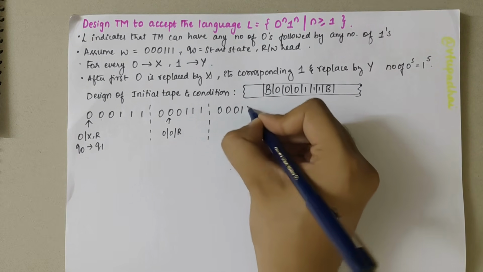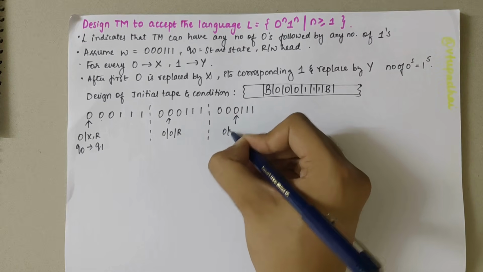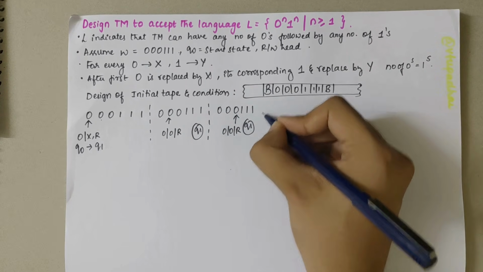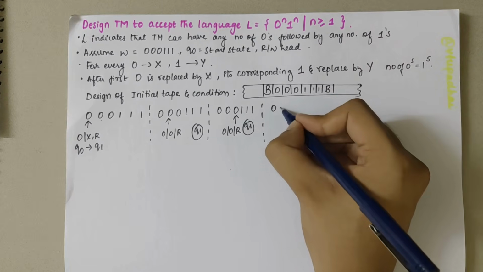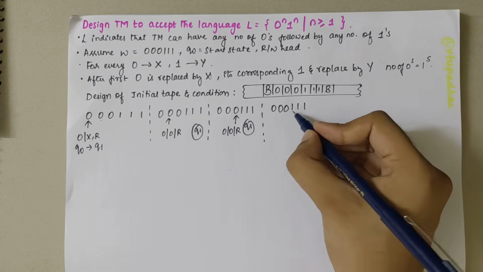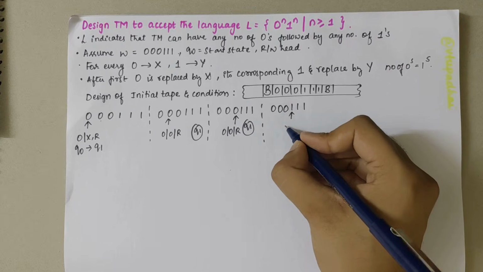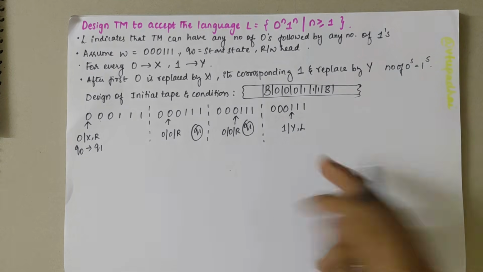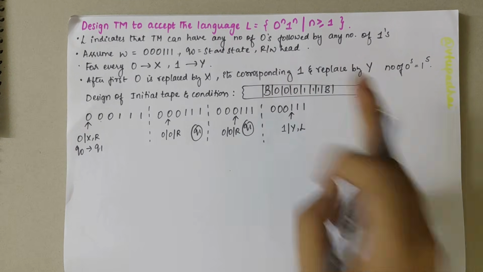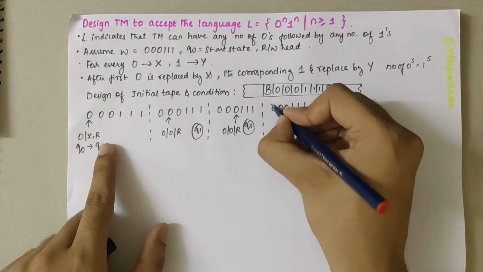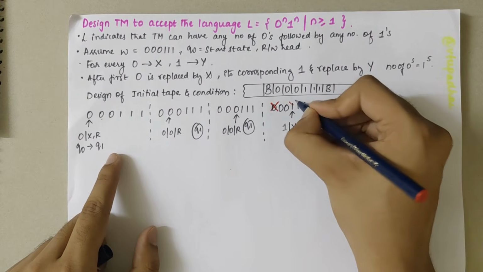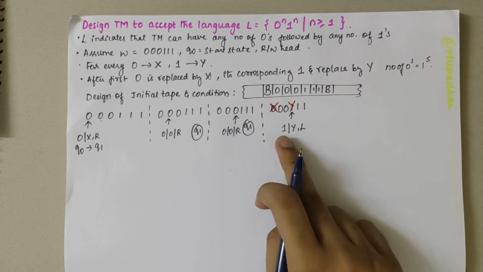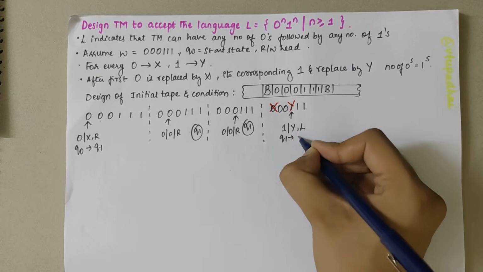Next I have 0 0 0 1 1 1. I come to this 0. Again I need to move right. Here I was in q1 state. Here also I am in q1 state. Next 0 0 0 1 1 1. Now I encounter 1 here. So when I encounter 1 here, I change 1 to y and move left, because I have found the corresponding 1. Initially I have changed this to x, right? And here I have changed to y. So along with changing 1 to y, there is a transition from q1 to q2 state.